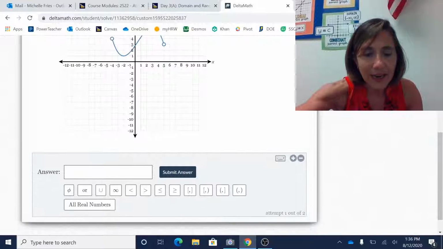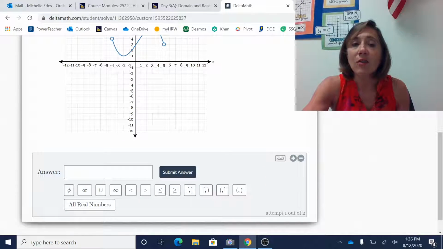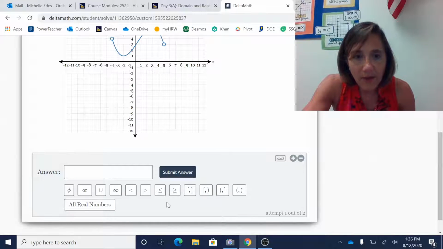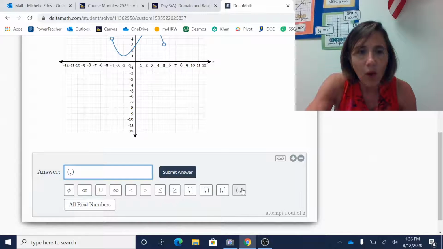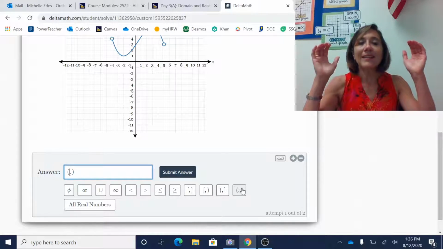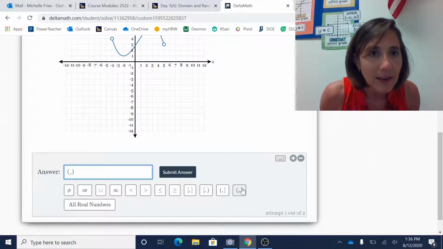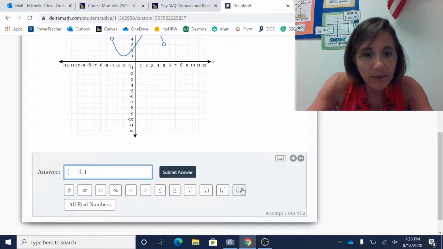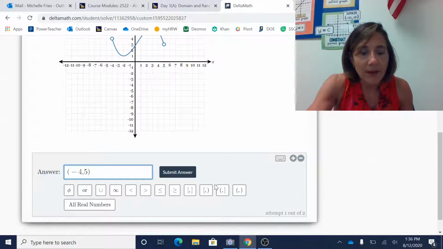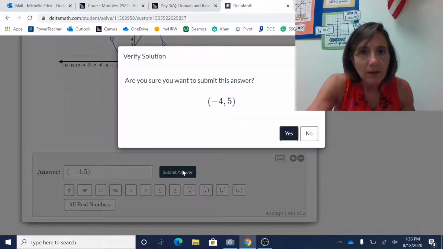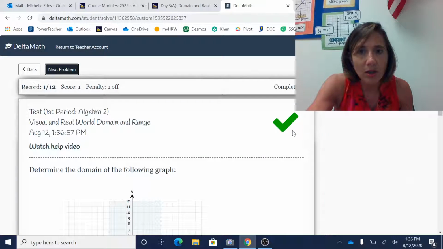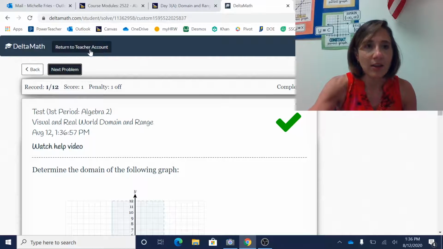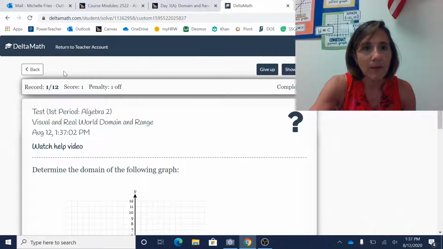To give our answer here, I know this looks a little weird down here at the bottom. It's going to have us use symbols. We are going to use interval notation, and we want to open parentheses because it doesn't actually touch those endpoints. I think I said -4 over to +5. So we can submit that answer. It asks if we're sure, and woohoo, we got it right. So that's good. We'll look at the next problem here.